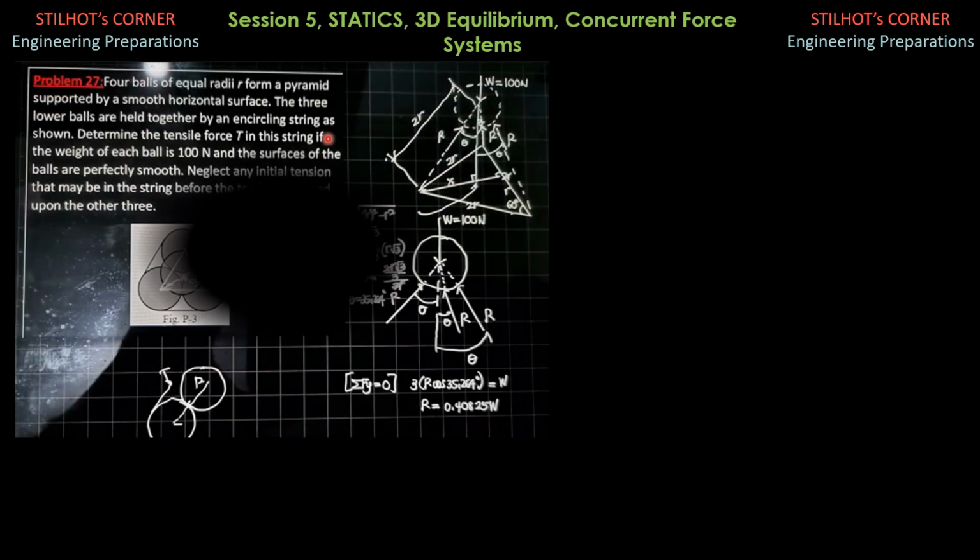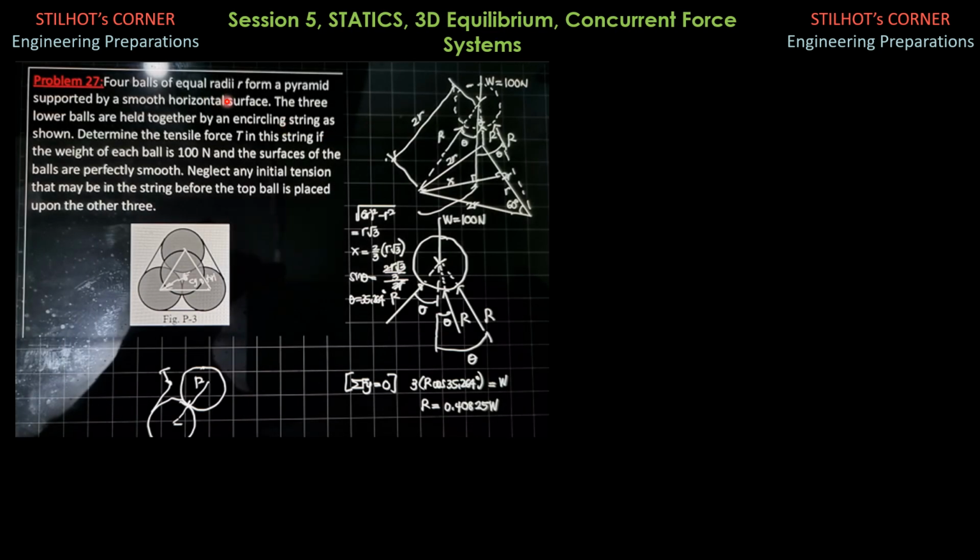So let's have this last problem, which is a problem in the final exams during the summer statics class. So here is the problem. 4 balls of equal radii R form a pyramid supported by a smooth horizontal surface. The 3 lower balls are held together by an encircling string. So this is the string outside.